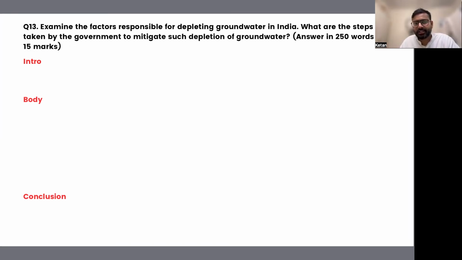All right, next question is: examine the factors responsible for depleting groundwater in India. All right, very straightforward. What are the steps taken by the government to mitigate such depletion of groundwater? So again, very straightforward question. And also elements of this question have been there in the previous year questions also.